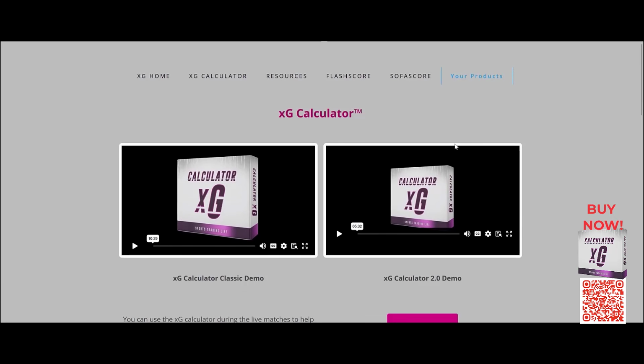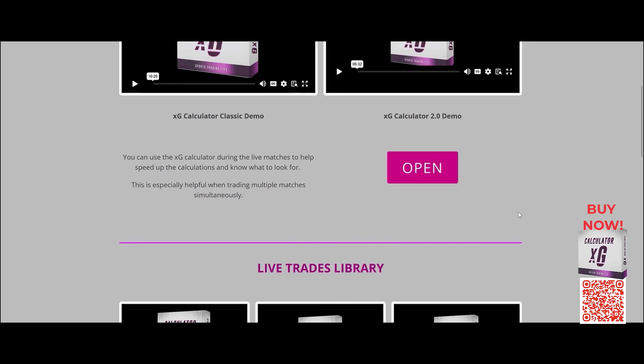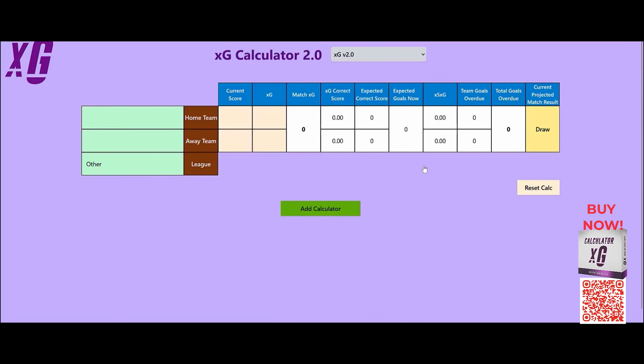Once you're in the calculator page, you've got 2 demo videos that you could check out if you need. And then obviously you've got this button for open. We've also got some live trade demonstrations using the calculator to show you a few different things. But anyway, we're going to quickly dive into this. The calculator is open. It opens in your web browser, so there's nothing to download, nothing to do on Excel or anything like that. It just opens in your web browser.